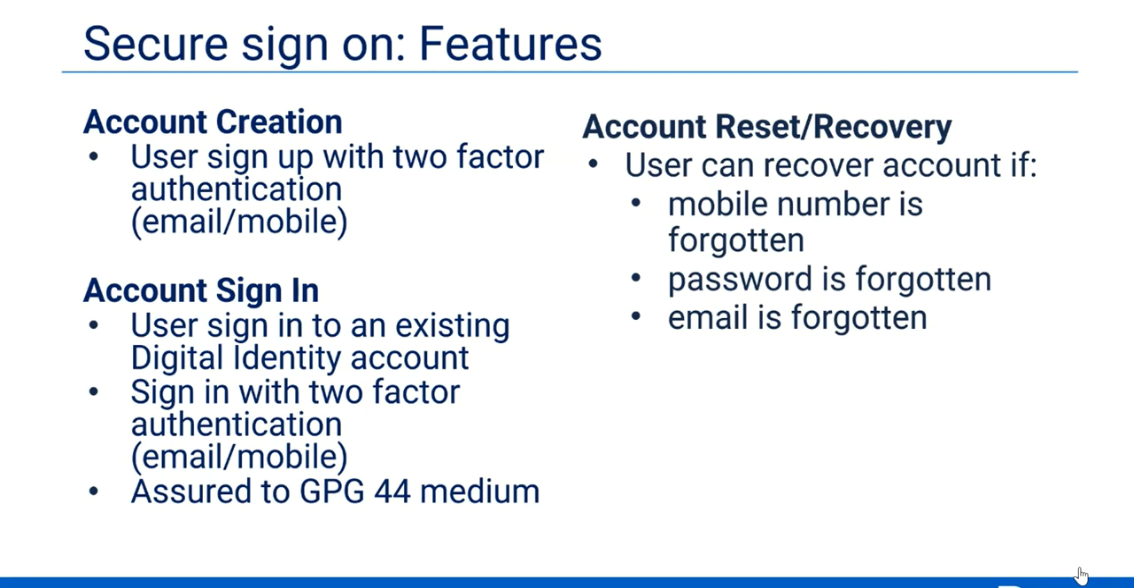Next, we have account sign-in, which allows a user to sign in to their existing digital identity account. And again, sign-in is done with two-factor authentication, email and mobile. It's important to point out that in terms of authentication, Secure Sign-On has been built with the capabilities and level of security of Good Practice Guide or GPG 44 medium level. And this is needed to support future scope of the digital identity service.